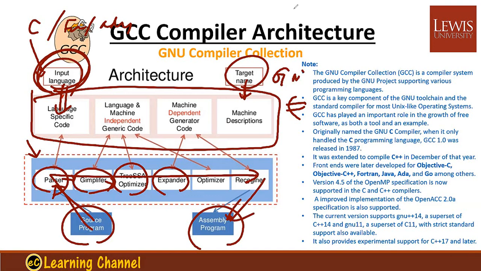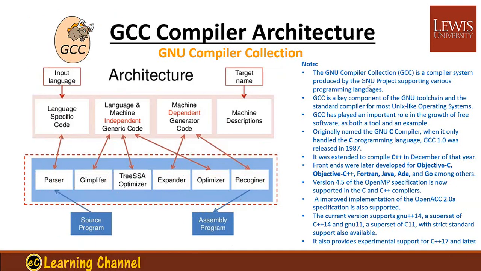So GCC is a compiler system generated by GNU, okay? And GCC is a key component in the GNU toolchain and the standard compiler in Unix, like let's say Linux. Unix is actually very few now. And then GCC has played an important role in the growth of free software, so it's very important. Originally, it was the GNU C Compiler. It only handled the C language.